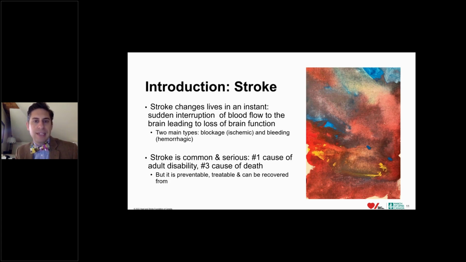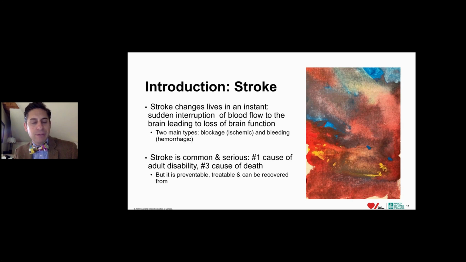It's when there's a sudden interruption of blood flow to part of the brain, and so that part of the brain stops working. And when it stops working, you lose the functions that that part of the brain would normally do. So for example, if the problem is affecting the left side of the brain and the language centers, you will be unable to speak. But if it's affecting the right side of the brain and the part of the brain that collects visual information, then you won't be able to see part of the world.